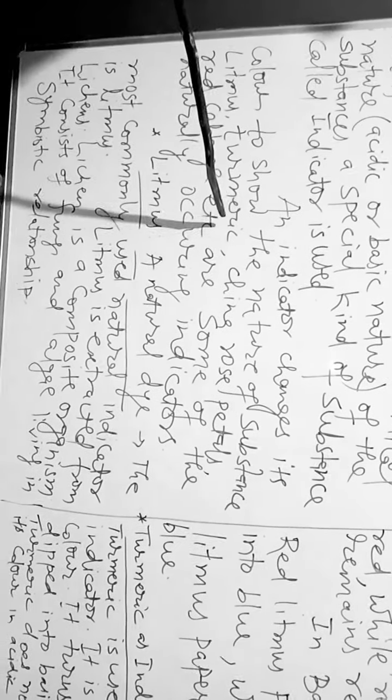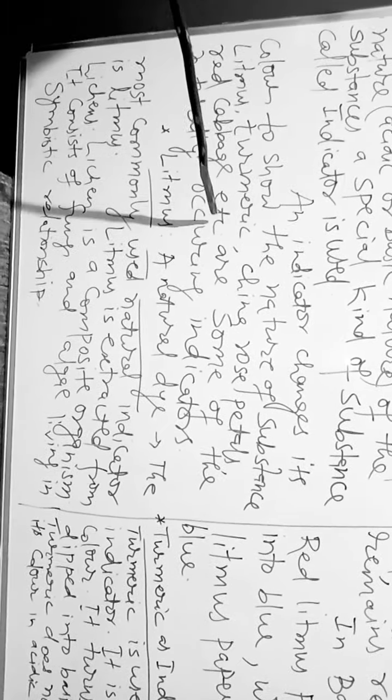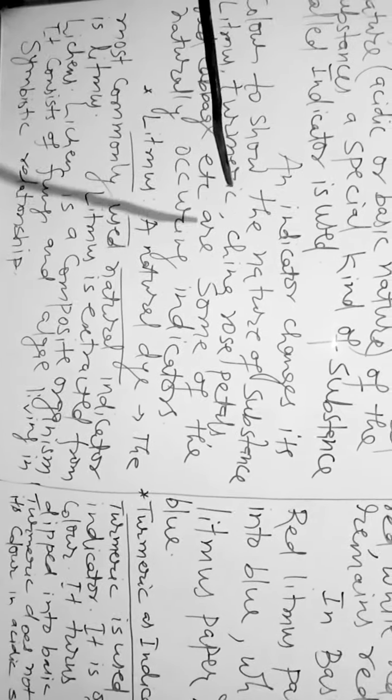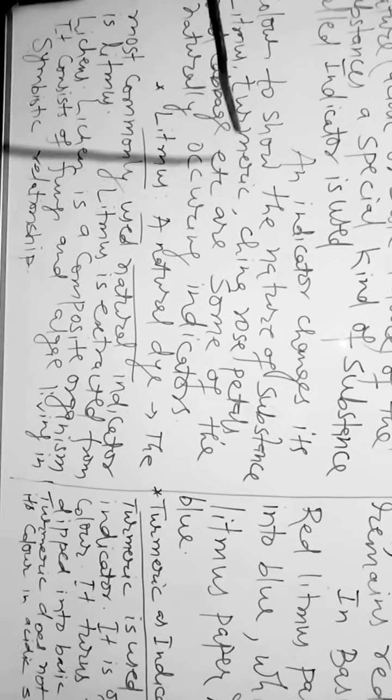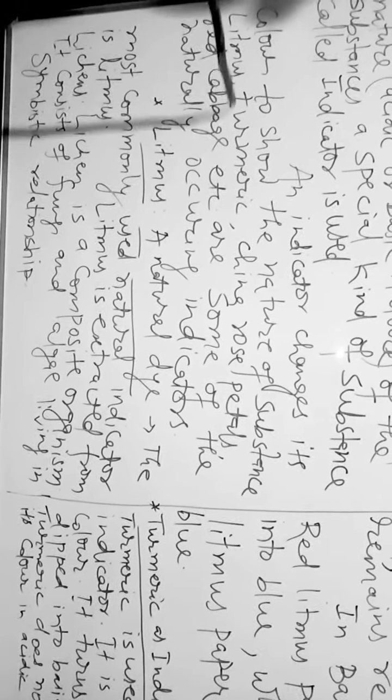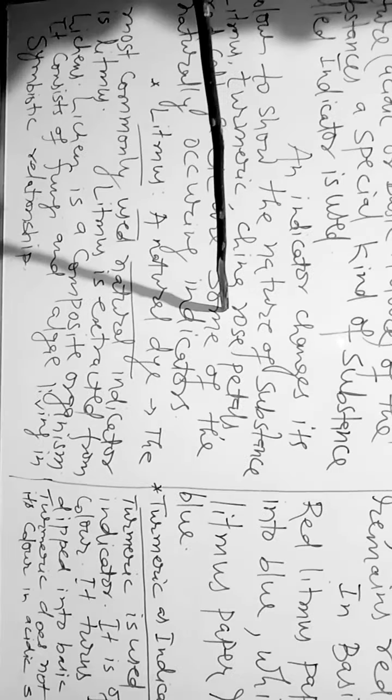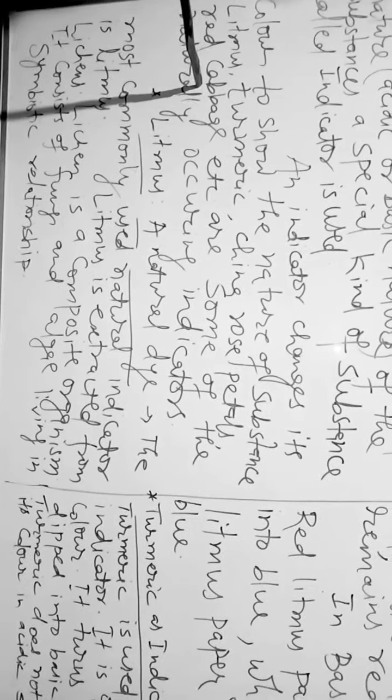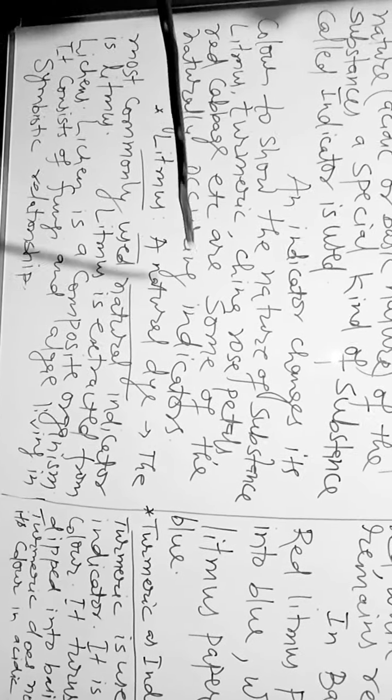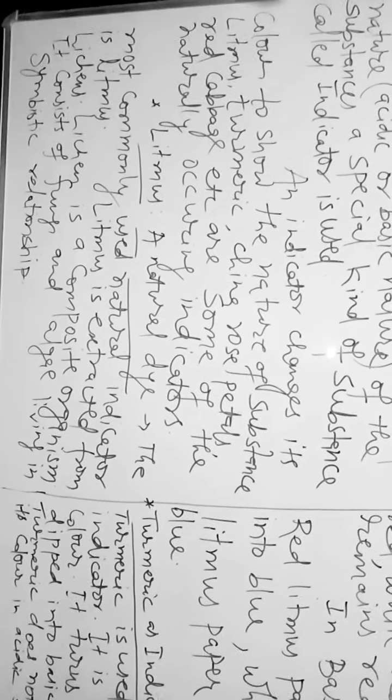Litmus, turmeric, China rose petals, red cabbage, etc. are some of the naturally occurring indicators. What are the different naturally occurring indicators, friends? Litmus, turmeric, China rose petals and red cabbage are some of the naturally occurring indicators.